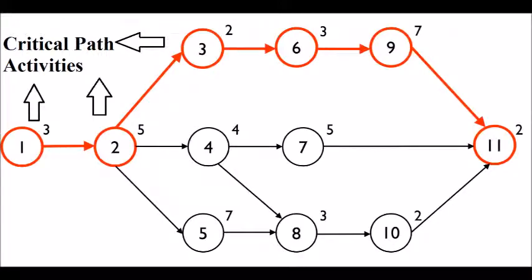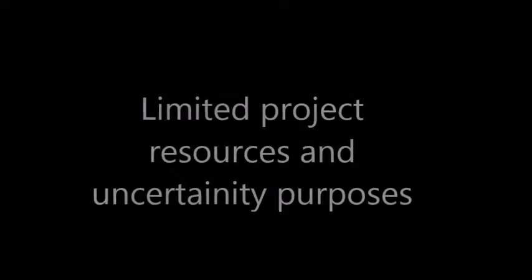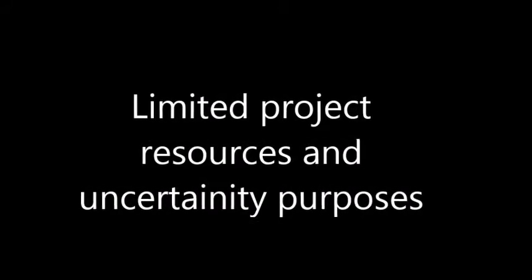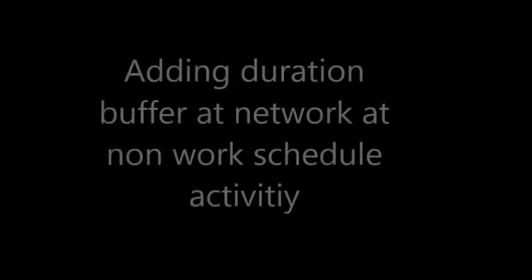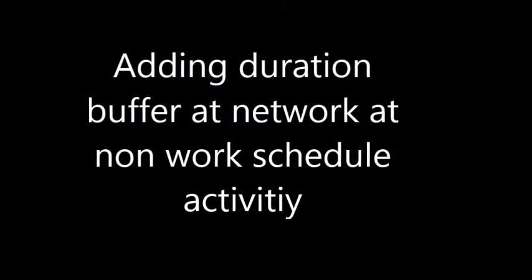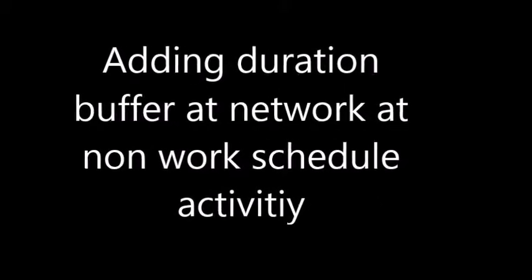Now we move on to critical chain management. This is a schedule method that allows the project team to place buffers on any project schedule path to account for limited resources and project uncertainties. Buffer and buffer management by adding duration buffers at non-work schedule activities to manage uncertainty. One buffer placed at the end of the critical chain, linking with activities that are not in the critical path chain. There are three types of buffers.